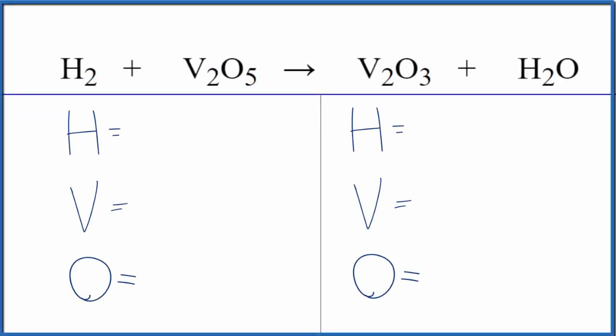In this video, we'll balance the equation for H2 plus V2O5. This is hydrogen gas plus vanadium 5 oxide. We end up with vanadium 3 oxide and water.